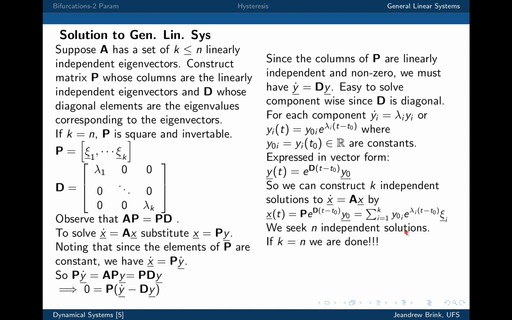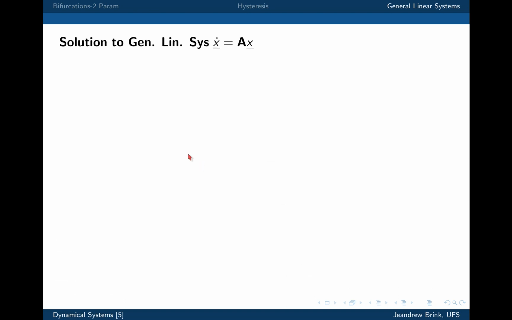And this is where it gets tricky. If k is equal to n, we are done. Otherwise, we must construct n minus k more solutions. And the way we do that is also kind of cute, and we'll do it on the next slide. So let's have a look at this.